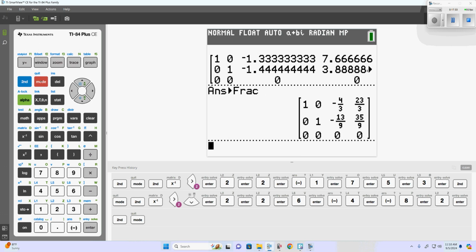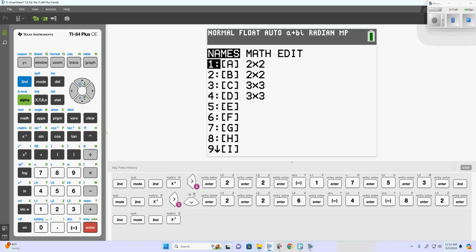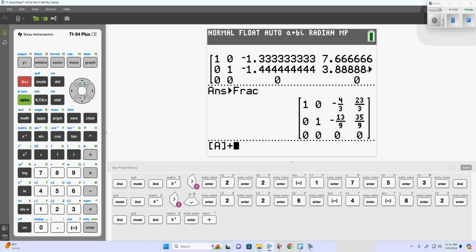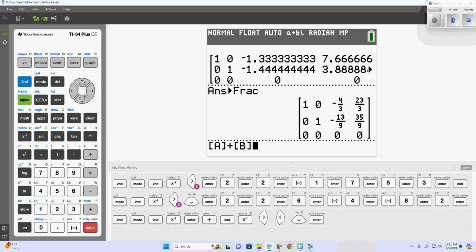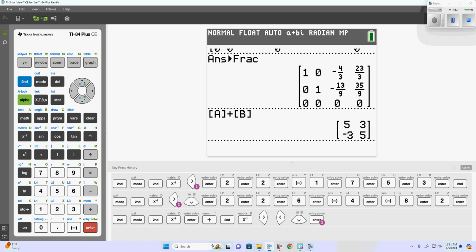So we feel good with being able to put them in? Okay, I'm going to recall matrix A. So second matrix A plus second matrix B, because that's what we're doing. The one we put in as A is being added to B. The answer is 5, 3, negative 3, 5. The calculator will do it.